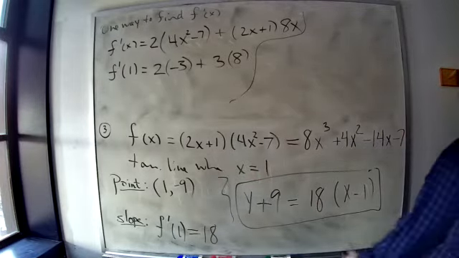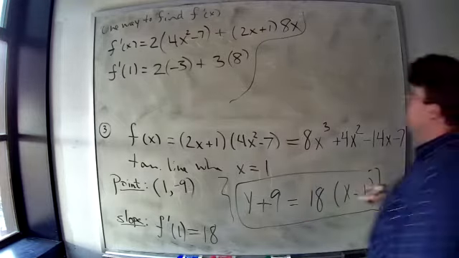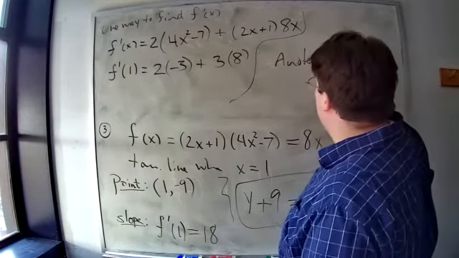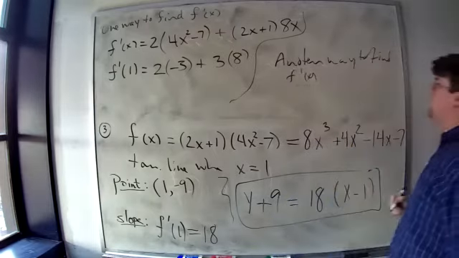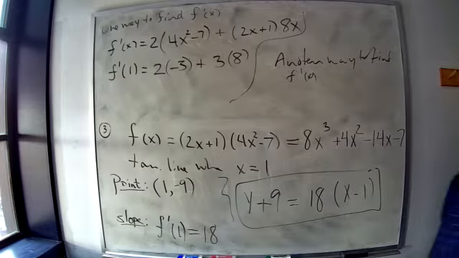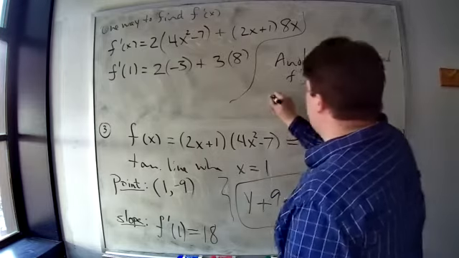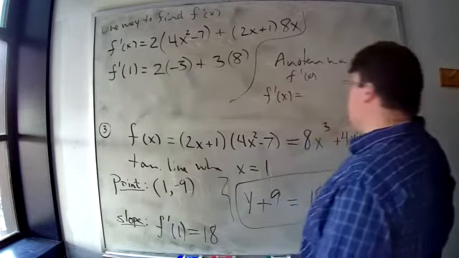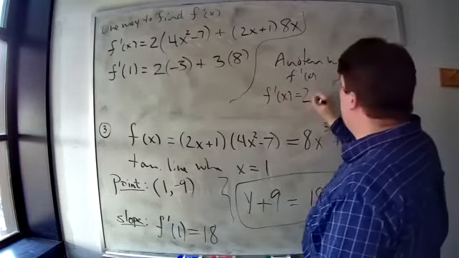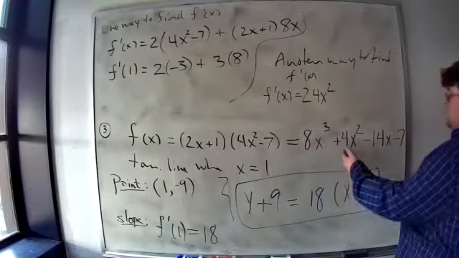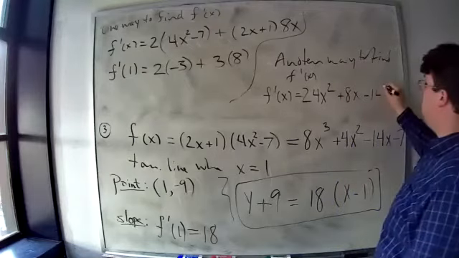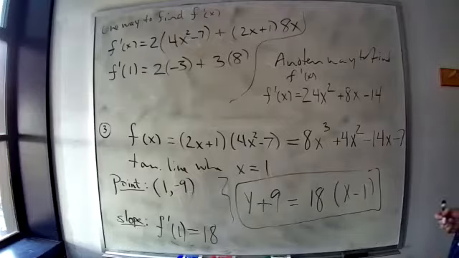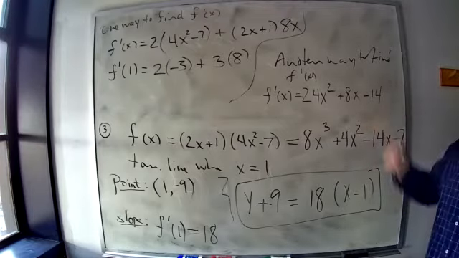So another way of writing this function is here, and another way to find f prime is that you could have distributed all this out and then found f prime using the power rule on all this. You'd get 24x squared, you'd get 8x, you'd get negative 14, you'd get 0, and then let x equal 1, you'd also get 18. 24 and negative 14 make 10, 10 and 8 make 18.